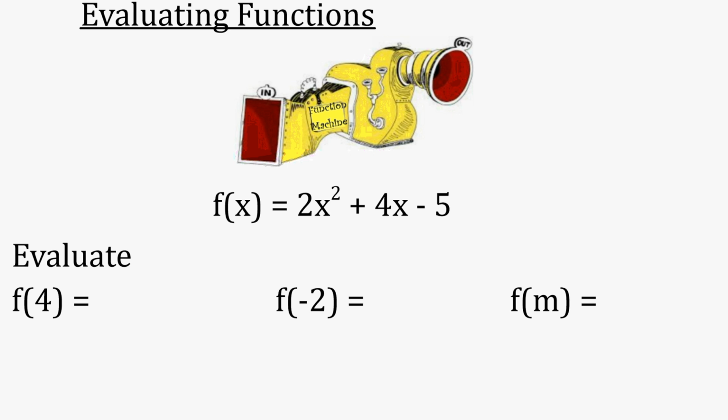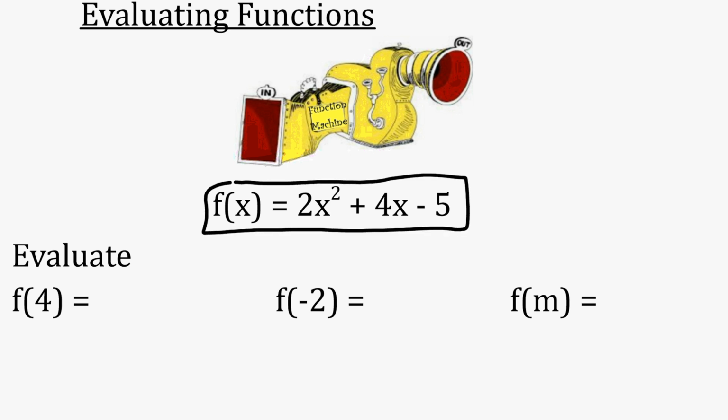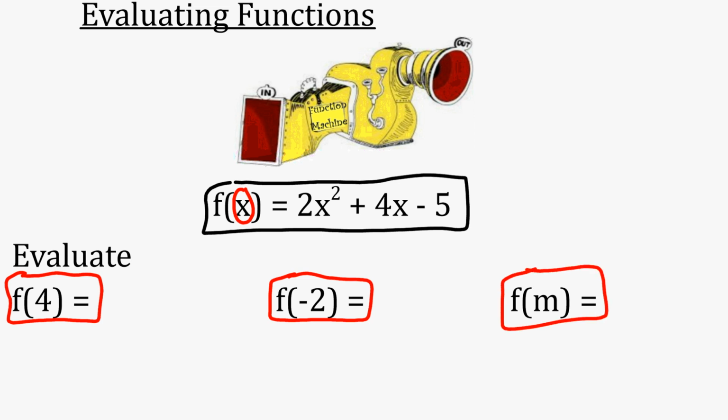So basically what I did is I started out with saying that f of x is 2x squared plus 4x minus 5. And what I'm asking us to do is plug things in for x. So wherever we see x's, we're going to be plugging in other stuff. In the first example, I'm going to plug 4 in. In the second example, instead of f of x, it's f of negative 2, so I'm going to plug in negative 2. And in the third example, I'm going to be plugging in m instead of x. So let's start out with the f of 4.